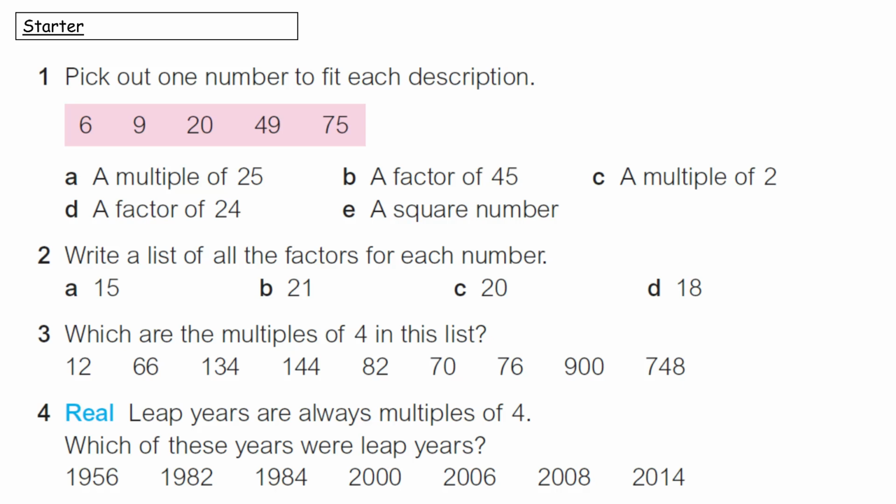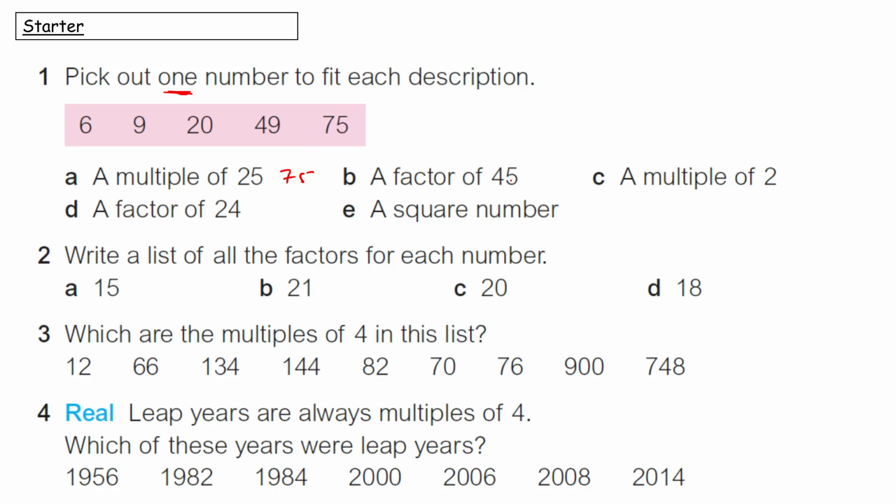Okay, question 1. Pick out one number that fits into each description. So we just want one number. A multiple of, it's got to be out of these 5 numbers we've got here. Multiple of 25. So what does 25 go into? What's in the 25 times table? 75.